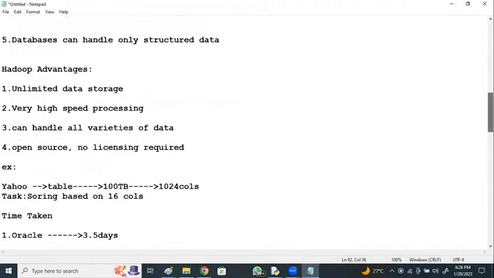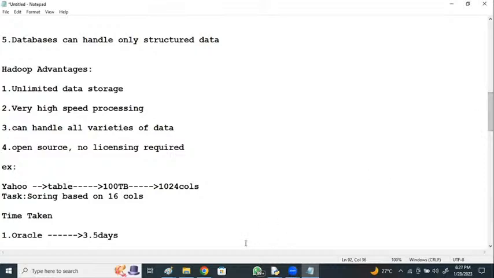So if we talk about Spark, right? Spark is a very high speed processing technology, used currently, and it has got great demand in the market. The tool has got great demand. About Spark, its advantages and its features, I'll be demonstrating all this in tomorrow's session, right?